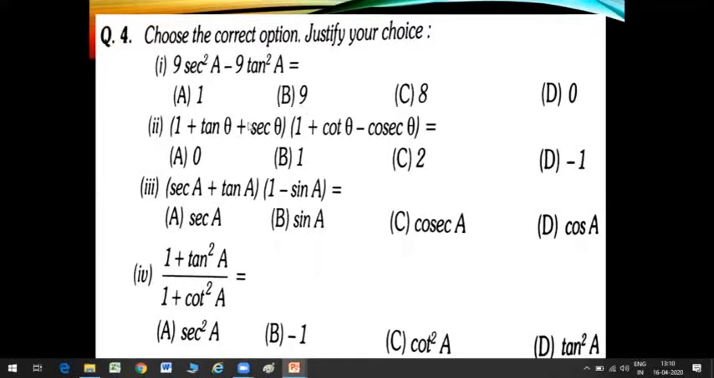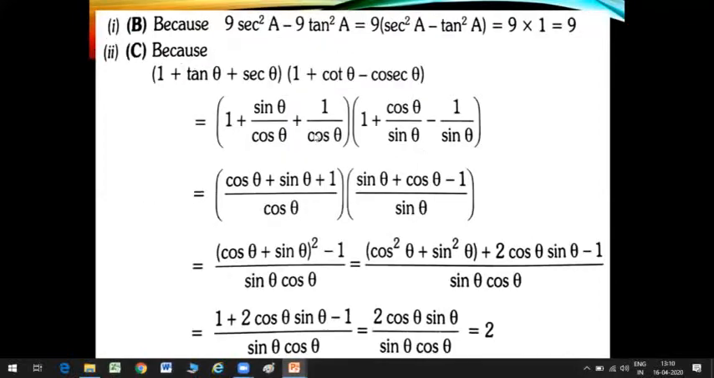B option is correct. Second part: (1 plus tan θ plus sec θ) multiplied by (1 plus cot θ minus cosec θ). Find the value of this. In the first bracket, tan θ we can write as sin θ by cos θ, and sec θ as 1 by cos θ. In the next bracket, cot θ we can write as cos θ by sin θ, and cosec θ is 1 by sin θ.